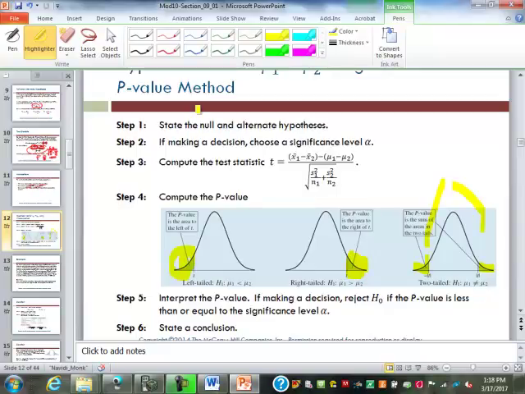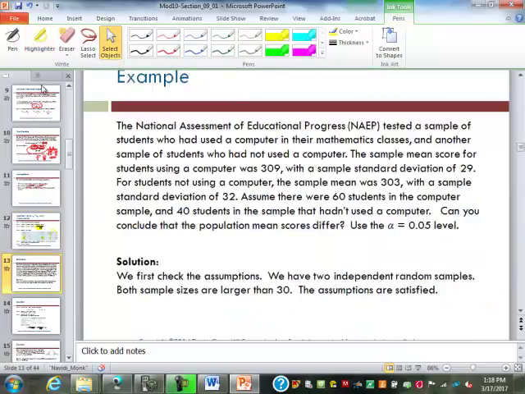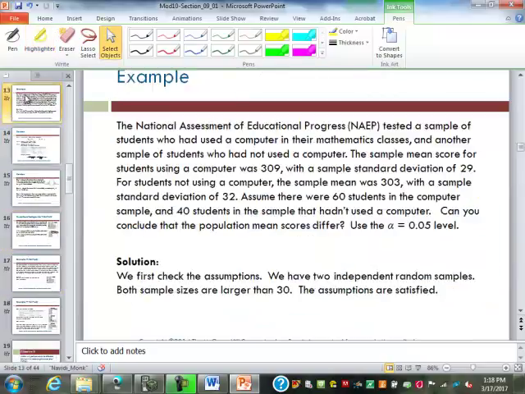And this is our same steps for going through a hypothesis test as we saw back in Chapter 8. The only difference is, of course, the test statistic looks a little bit different here. The National Assessment of Educational Progress tested a sample of students using computers. Same situation here, but now they're saying let's perform this test at 0.05 significance, so alpha of 0.05.